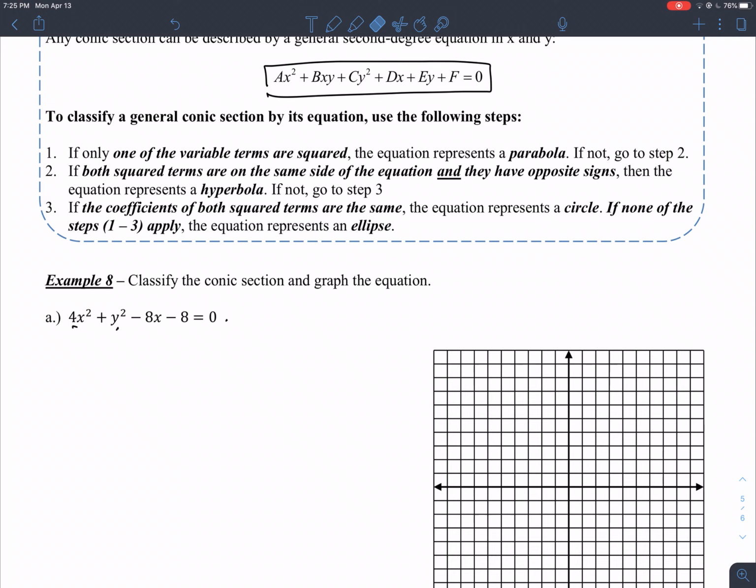So, if only one of them is squared, this one is easy, parabola, you know that. If they're both squared and they have opposite signs, it must be a hyperbola. If the coefficients of both squared terms are the same, then it's a circle. Otherwise, it's an ellipse. Okay, those are the steps. So we have identified here that none of the other steps have applied, and the coefficients of both terms are not the same. So it's not a circle, so therefore it's an ellipse. Okay, so this is an ellipse.